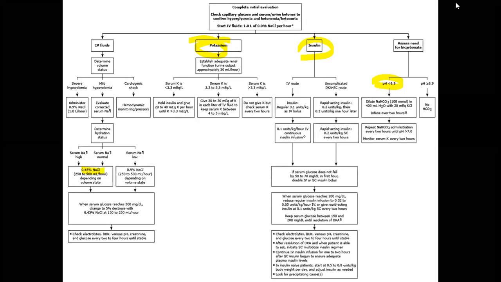Maybe you can give bicarbonate, and the pH is less than 6.9. Okay, fine. So consider bicarbonate if the pH is less than 6.9. Yes. Okay, fine. So what comes to your mind?